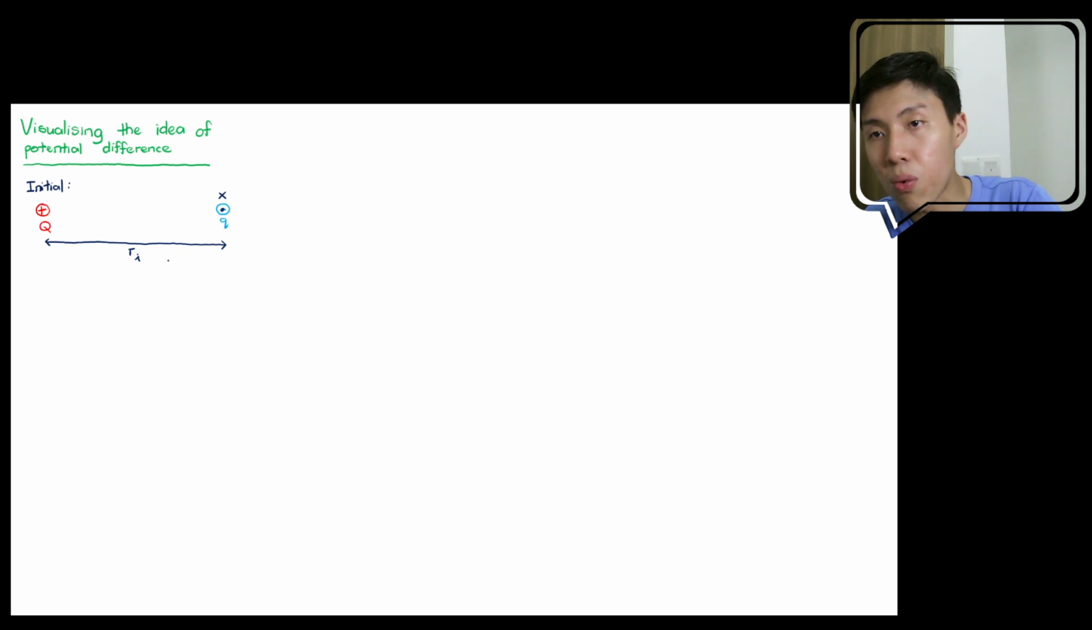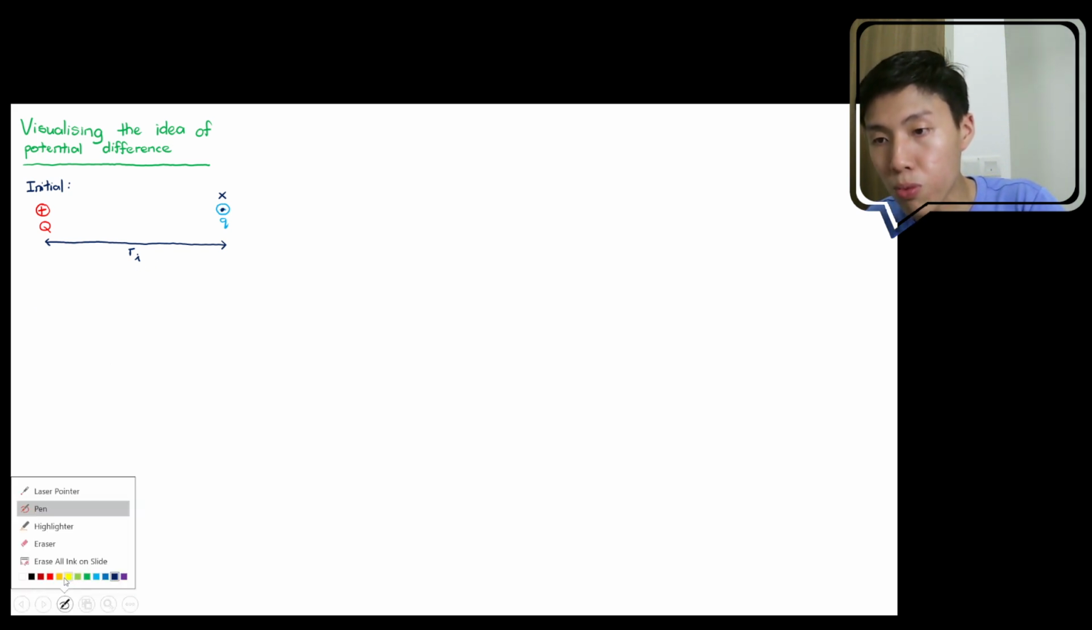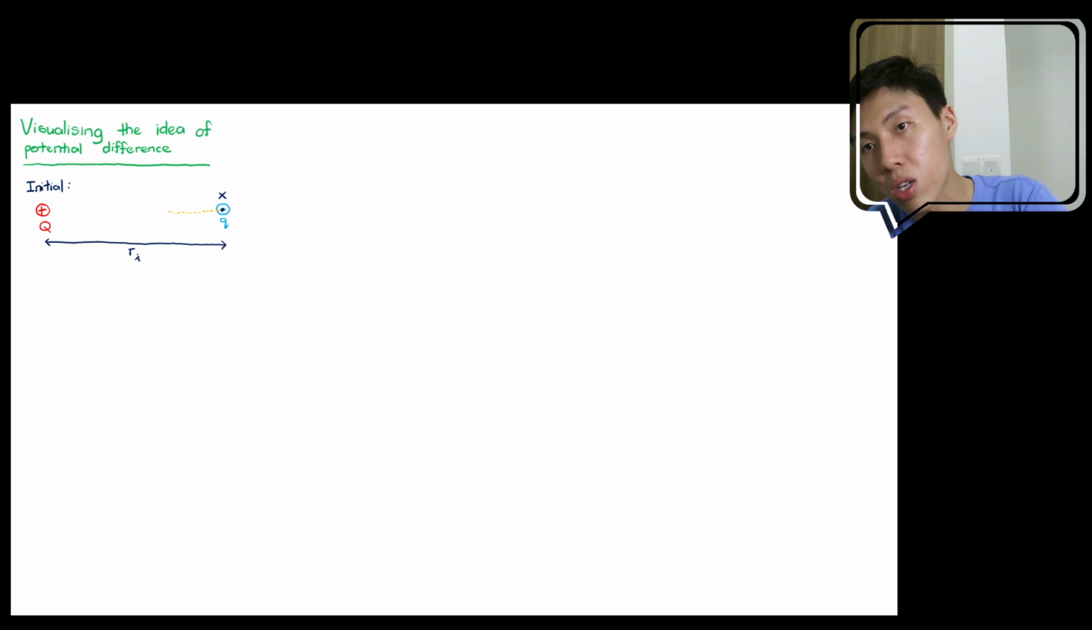Okay, now what I'm going to do is I'm going to move this charge with constant velocity. Actually, I'm going to move this charge to a new position. Let's say Y. Okay, so this charge small q is being moved from position X to position Y.